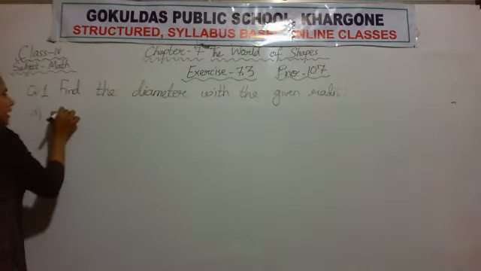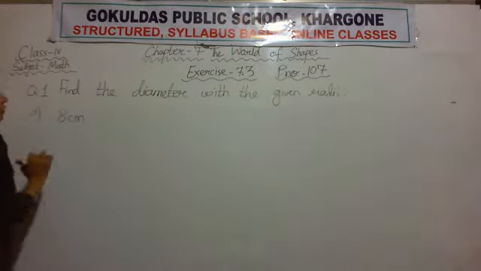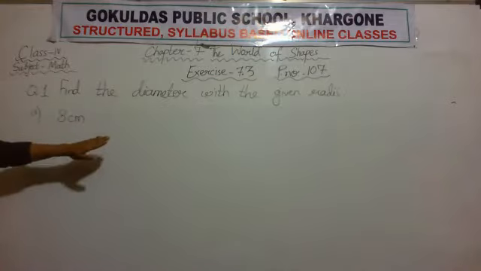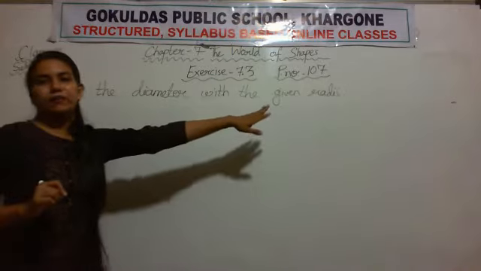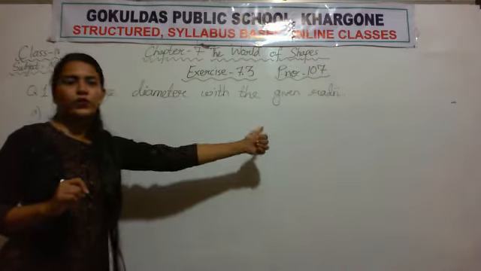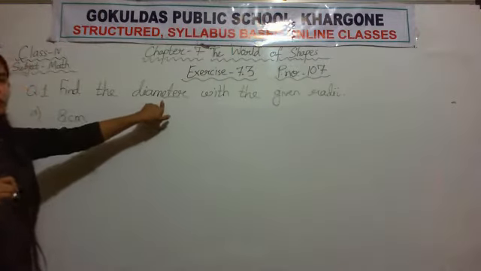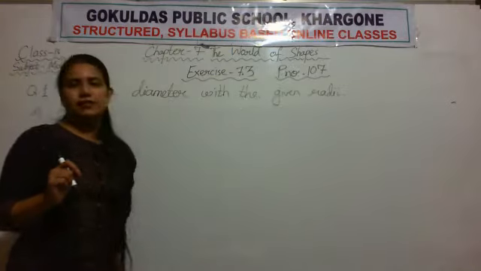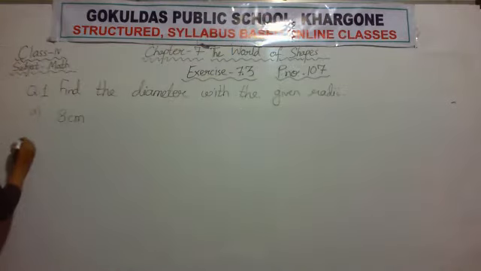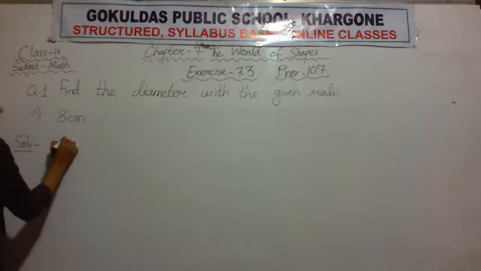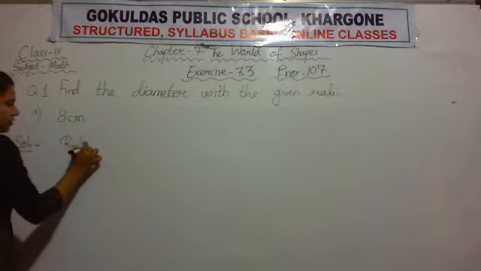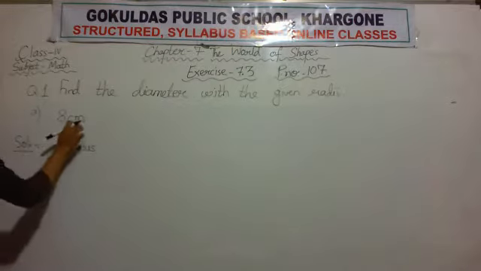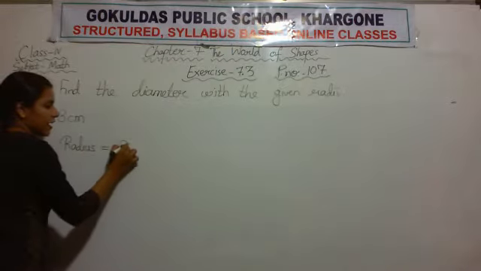Question A is 8 centimeter. Radius is given here. With the given radii means radius is given to you and you want to find the diameter. Your task is to find the diameter where radius is given. So let us solve it. Radius is equal to 8 centimeter.